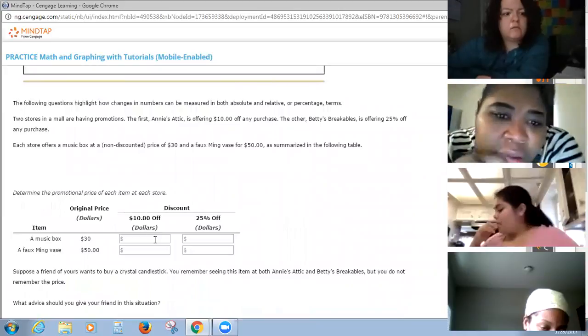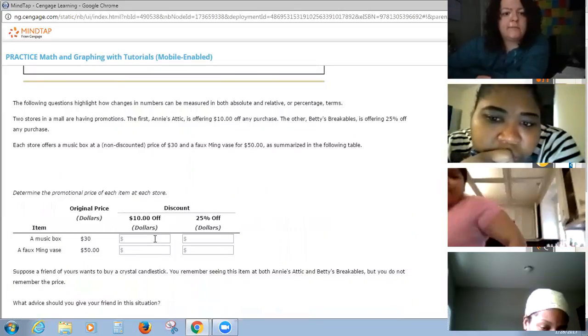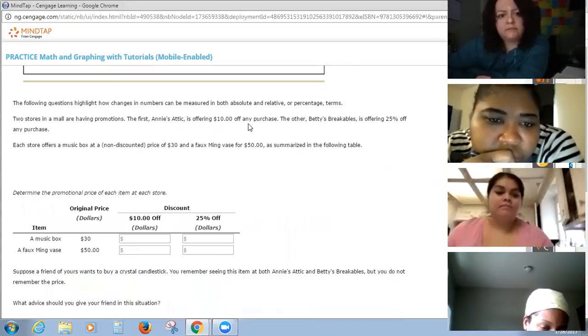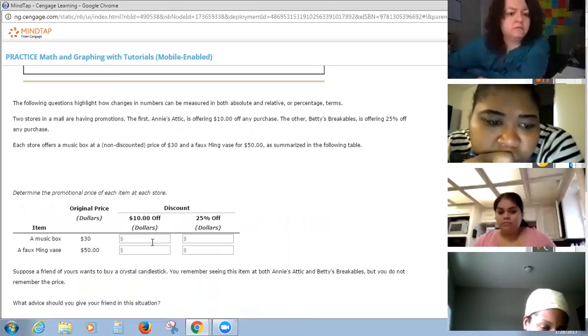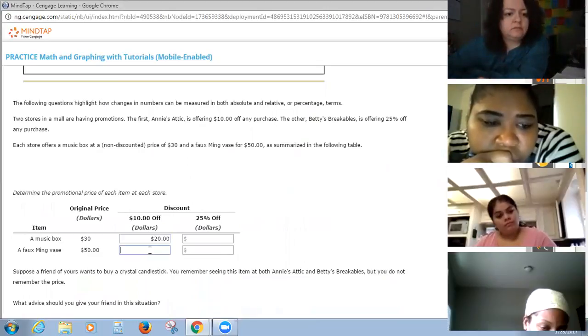So I'm trying to figure out here. The following questions highlight how changes of numbers can be measured. We're looking for percentage, I'm sure. The first, Annie's Attic, is offering $10 off any purchase. The other is offering 25% off. All right, so we're going on sale, right? This one, if it's $10 off, that's a flat 30 minus 10. Here it's going to be 50 minus 10.